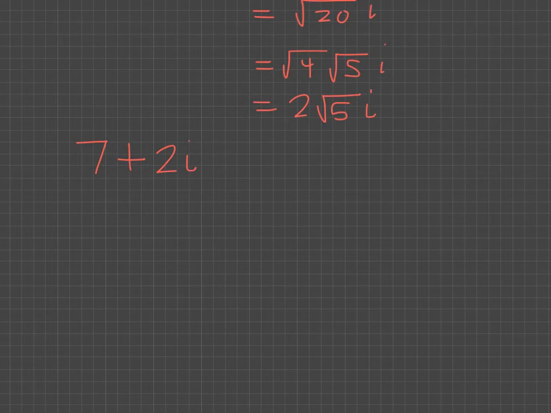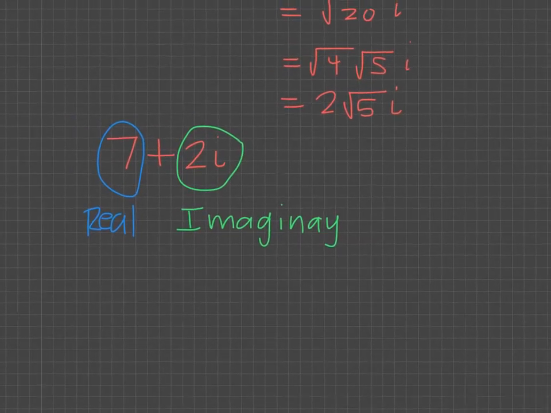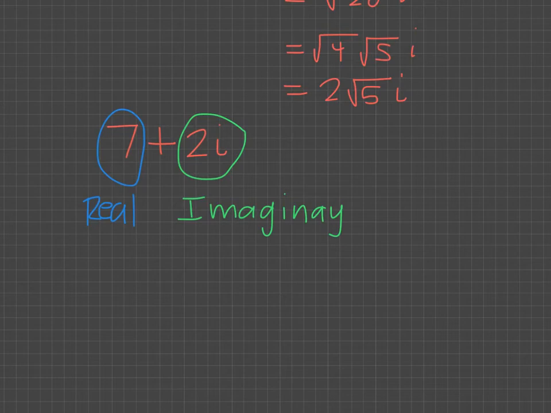So this number has two parts. It has the real part, which is just 7, and it has the imaginary part, the 2i, the part that has the i in it. Okay, so when we have a number that has a real and imaginary part, we call that a complex number.